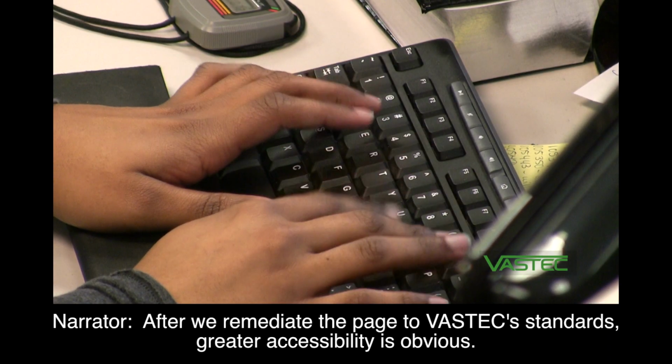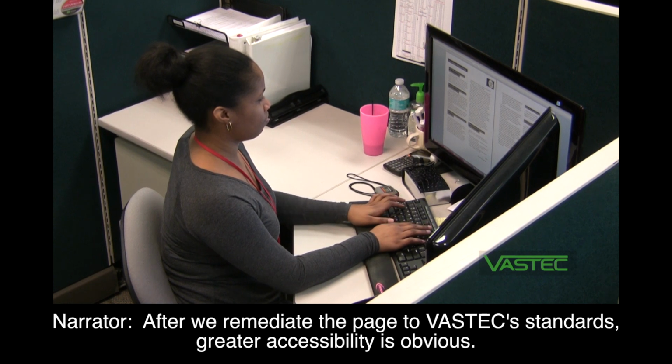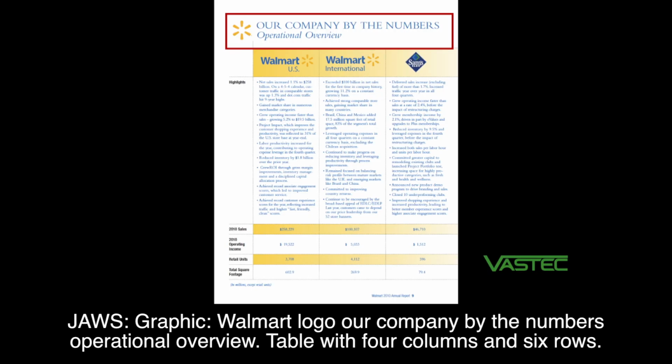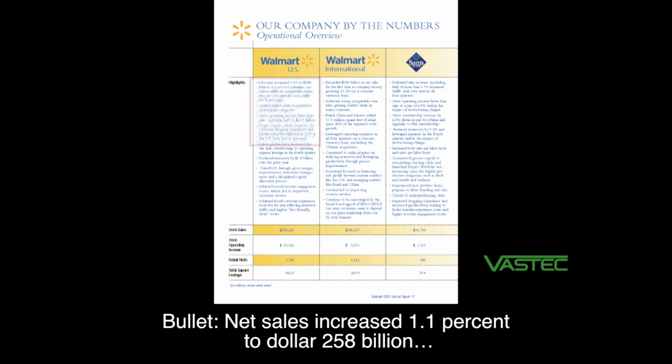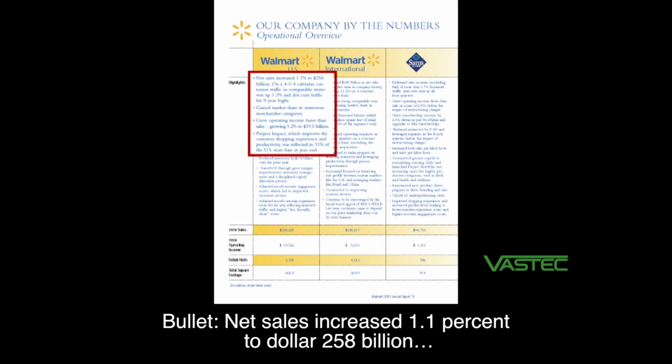After we remediate the page to VASTEC standards, greater accessibility is obvious. Graphic Walmart logo are accompanied by the numbers operational overview. Table with 4 columns and 6 rows. Walmart News. Walmart International Sam's Club highlights list of 9 items. Bullet net sales increased 1.1% to $258 billion.